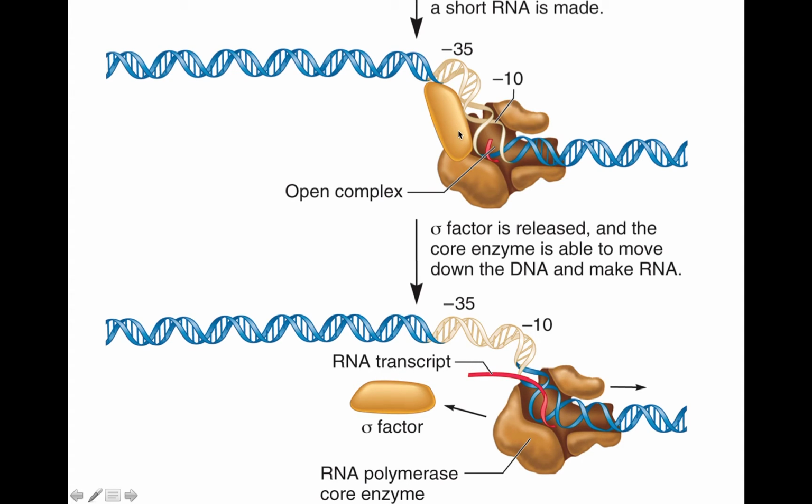If sigma factor remains associated with this, the RNA polymerase does not escape the promoter. It remains bound to the promoter. So in order for RNA polymerase to escape the promoter, to leave the promoter, it must lose sigma factor.